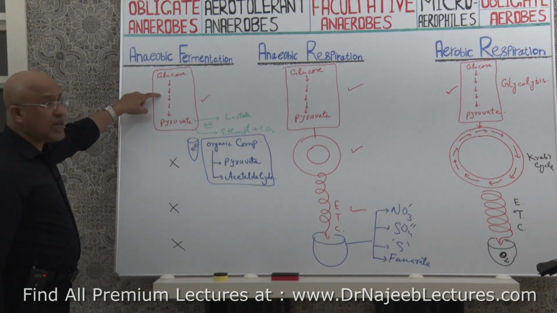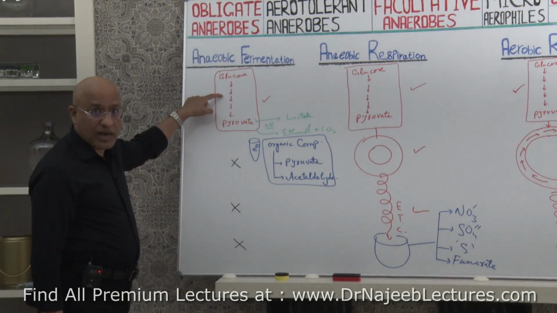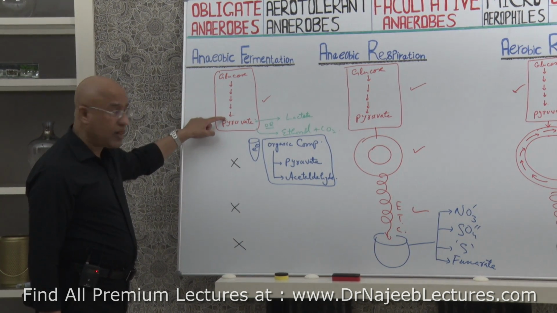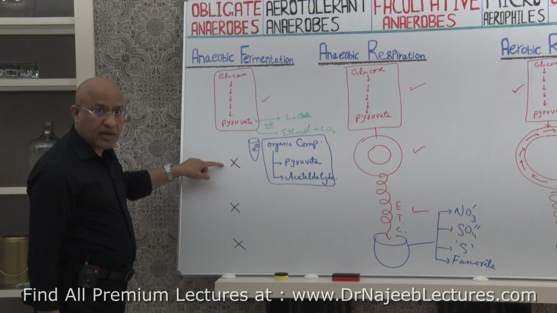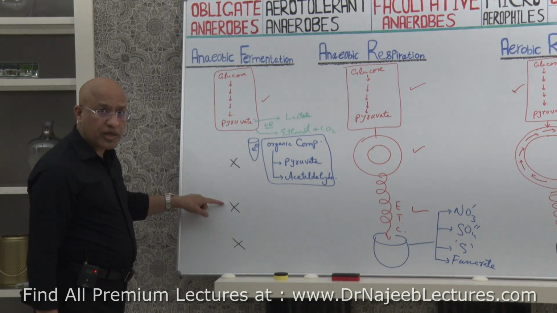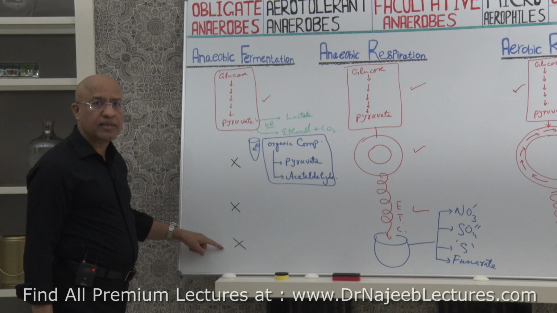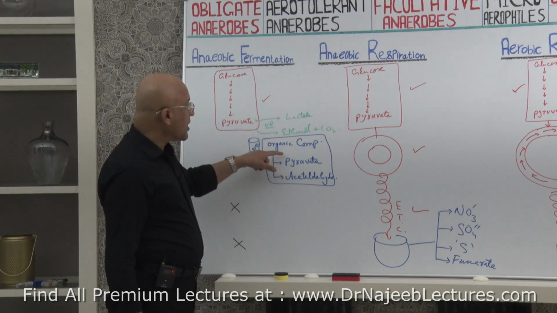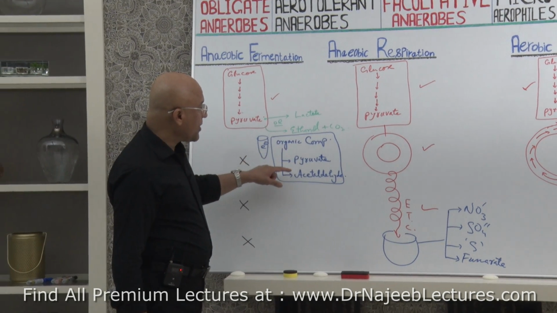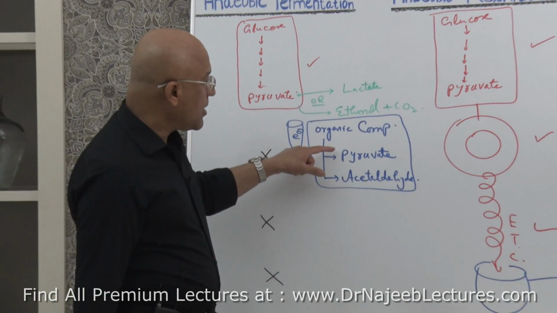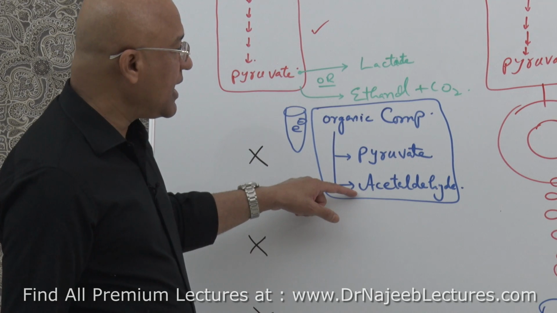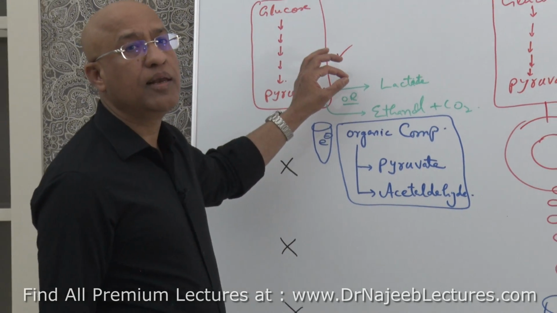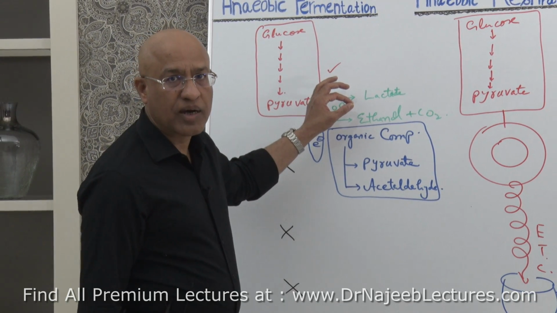This has only glycolysis, right? Anaerobic fermentation has only glycolysis, no Krebs cycle, no electron transport chain, no utilization of oxygen at the end. Is that right? It produces pyruvate or acetaldehyde as the electron acceptor. Because there is partial breakdown, very little ATP is made, right?